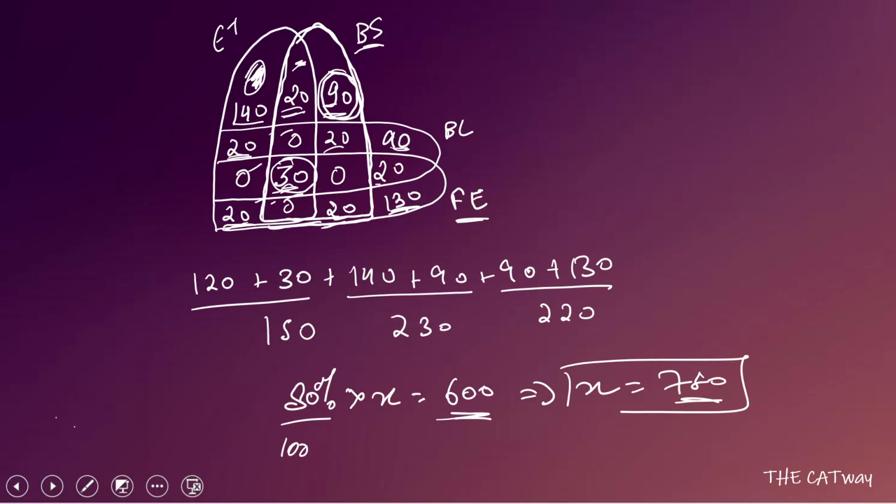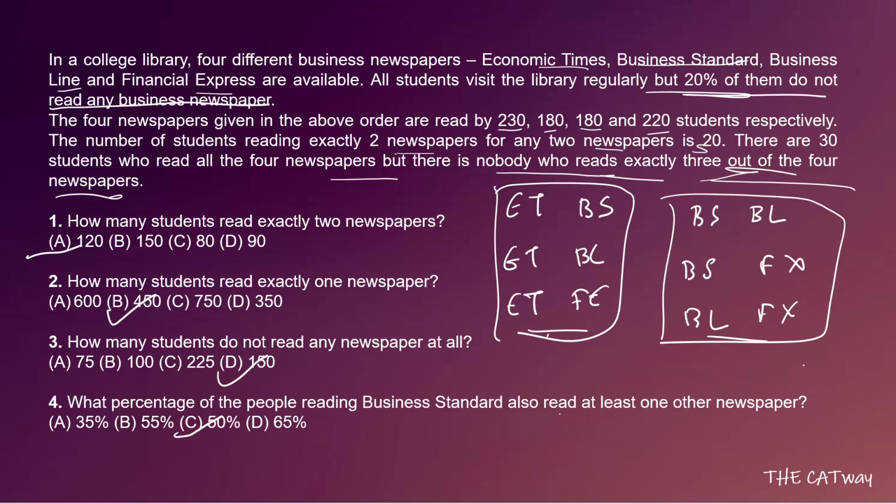It has been asked what percentage of people reading Business Standard also read others. So how many people are reading Business Standard? 90, 20, 110, 130, 150 and 180 people are reading Business Standard. Out of these, 90 people are reading at least one of the newspapers apart from Business Standard. So that means the percentage will come out to be 50%. So the answer will be option number C, that is 50%.